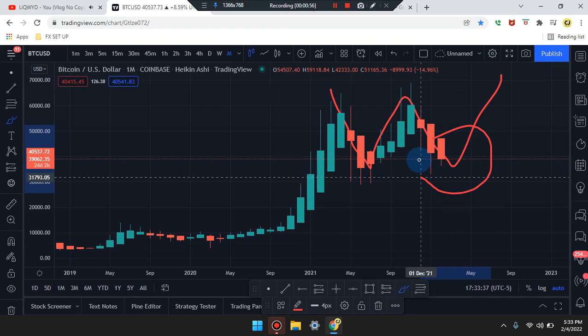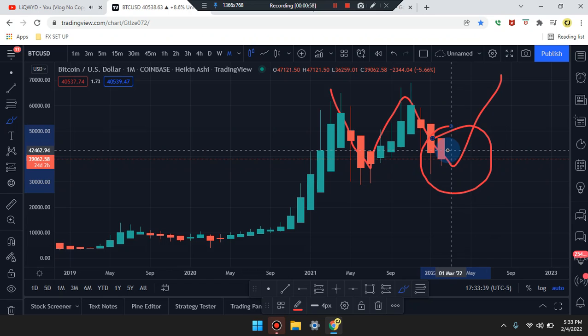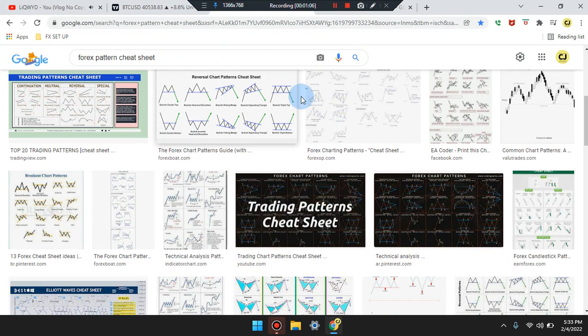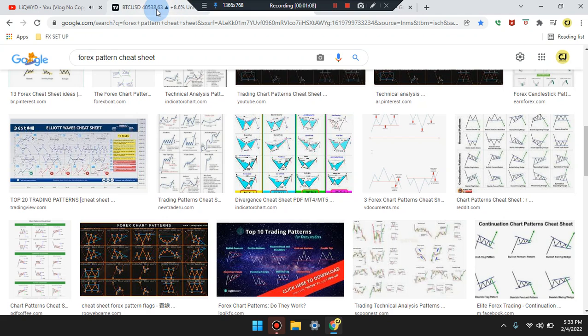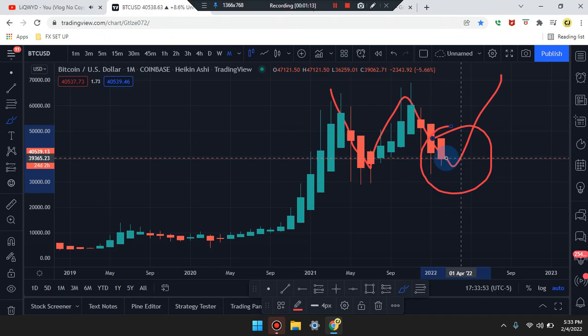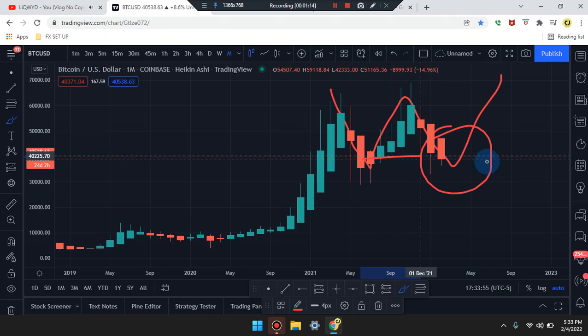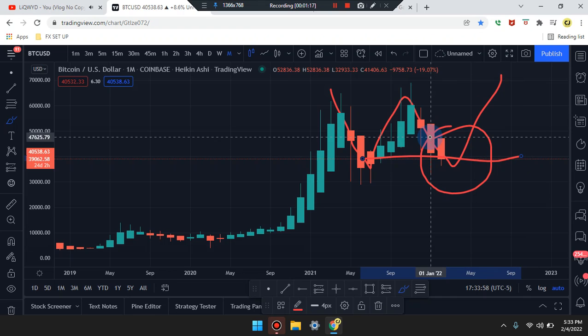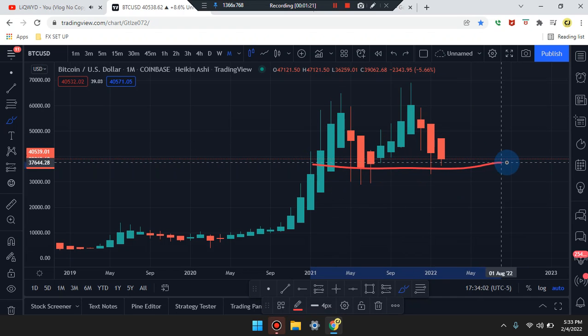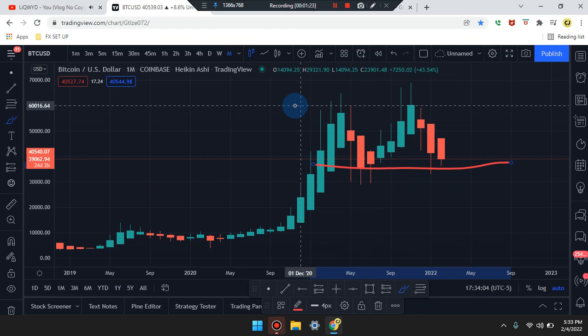So that means we're looking for confirmation of a pattern here, and that's when you would head over to the Forex pattern cheat sheet. Click on images, and one of these images will be inside of this circle. If not, then that means the market is breaking an area of support, and we'll be headed to a downtrend.